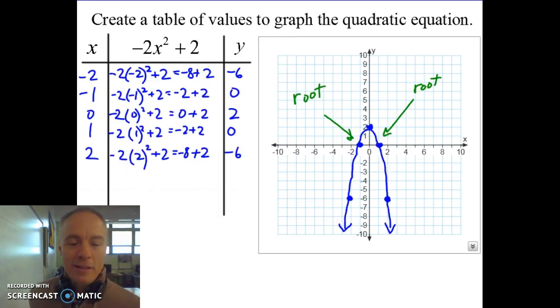Excellent. I've created a table of values. I used negative 2, negative 1, 0, 1, and 2. I know it's a quadratic equation, so I know my graph is going to be a parabola. So after I plot those points, I can then connect the dots.